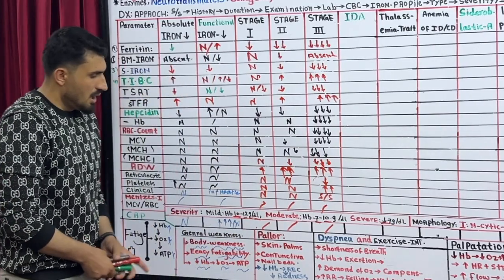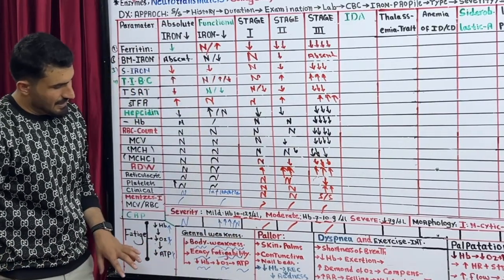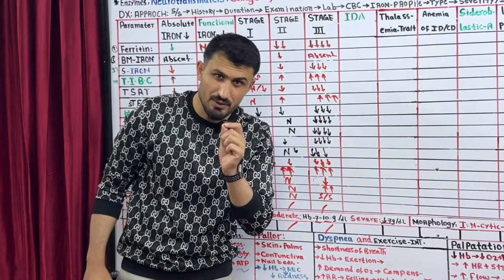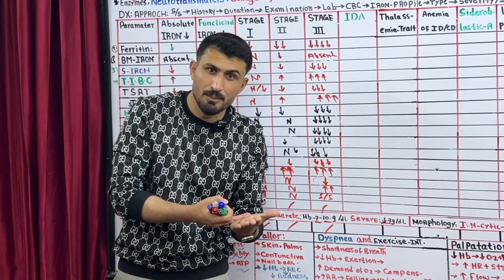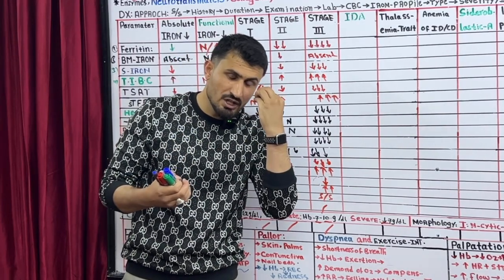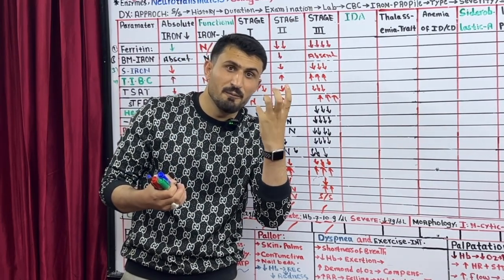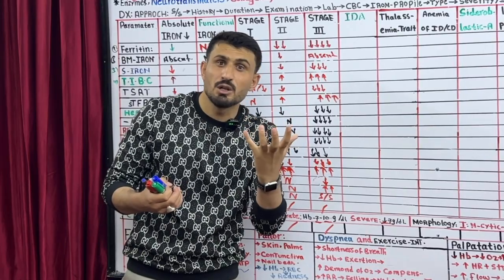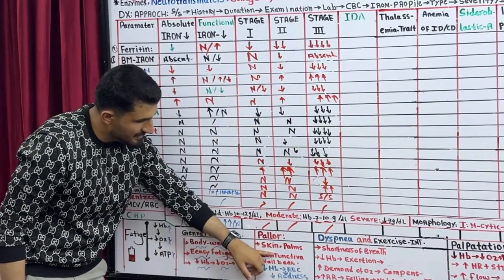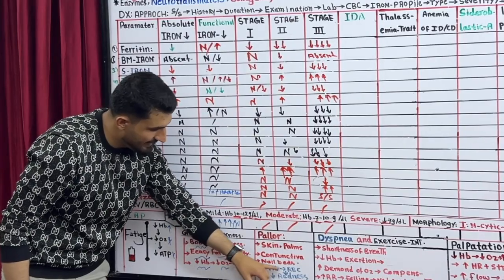What do I mean by pallor? Pallor means that when you look at the conjunctiva of your patient, or the palm of your patient, it looks pale. It doesn't look red. So that's called pallor, and it will be in skin, in palm, in conjunctiva, in nail beds.